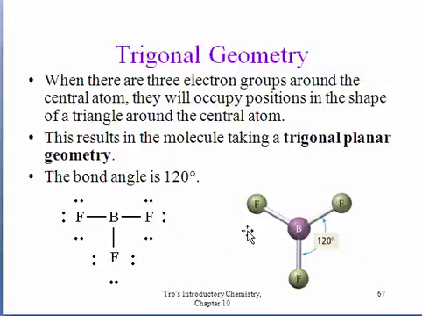Now let's look at the trigonal planar geometry. When there are 3 electron groups around a central atom, they want to be 120 degrees apart from one another. And here we have a central atom boron with 3 identical atoms, fluorine. We know that boron is okay with just 6 electrons, so it's happy with just these 6 electrons. And the bond angle between each boron fluoride bond is 120 degrees, and this is a planar molecule.